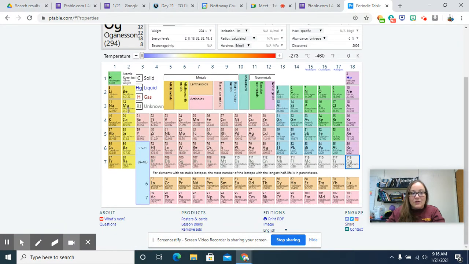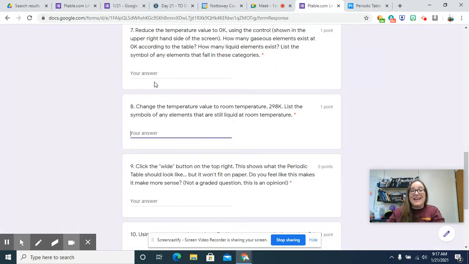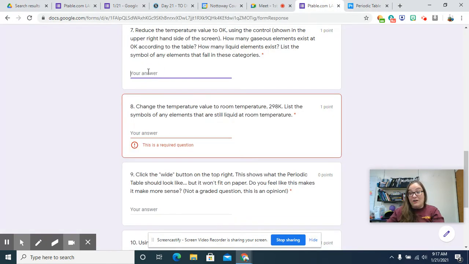I see no reds, and they're all black except for that one, helium. Helium remains a liquid even at 0 degrees Kelvin. Wow. So helium does not have a solid state. And so the answer here would be helium because that's the only element that falls into that category.